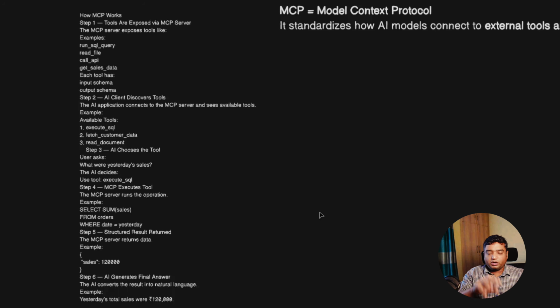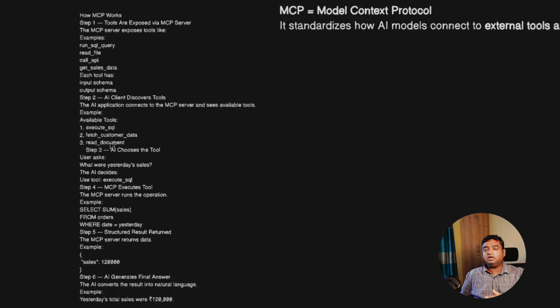Now, the important thing here is there is a list of tools, and your AI application will use intelligence to decide which kind of tool the user question needs. So you can see here, there are three tools available in the MCP server, but your AI application uses only execute SQL. It doesn't use read document or fetch customer data. So where that intelligence comes from, we'll see.